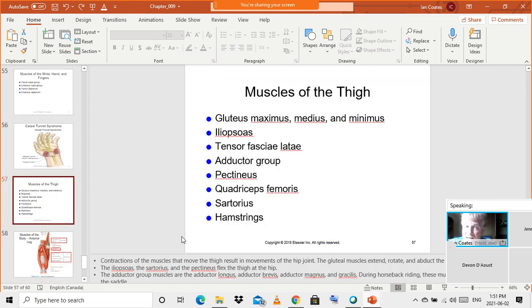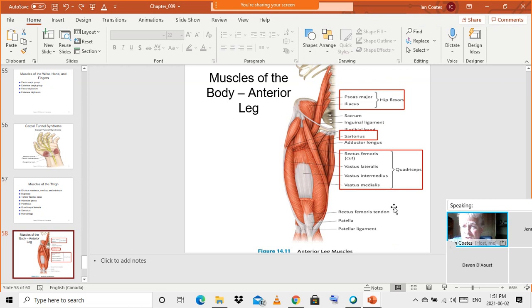Not the nicest thing. Muscles of the thigh, you've got them all right here. Have a look at these ones and you can see the different layering. Your quadricep, when I was talking about it earlier, is actually a combination of 4 different muscles. There's your sartorius, which goes from the hip all the way down. Psoas major, that's a good one.